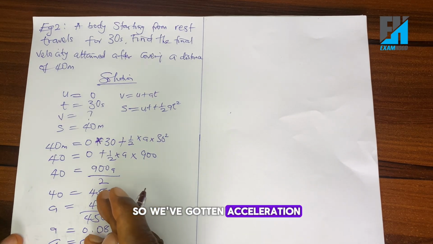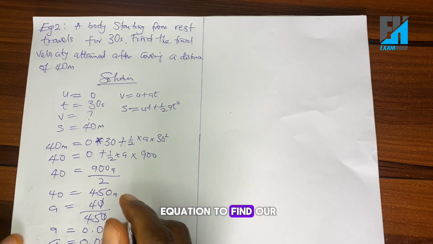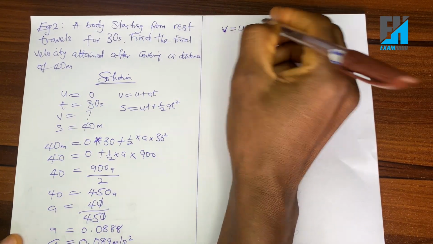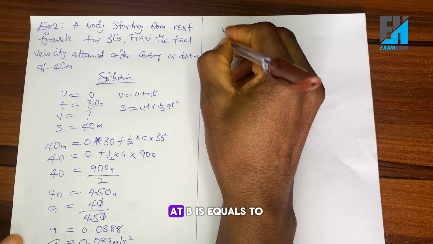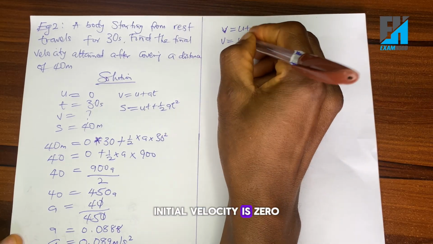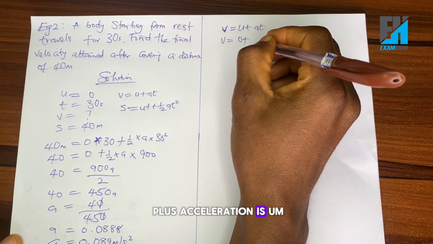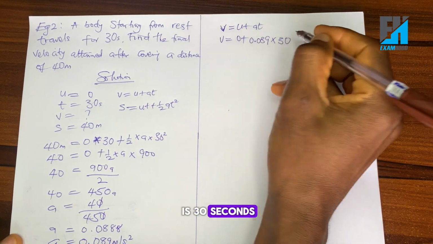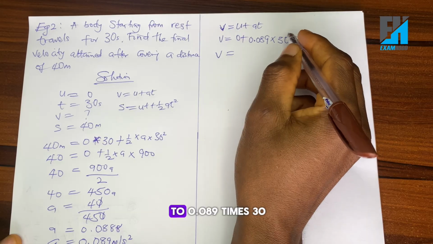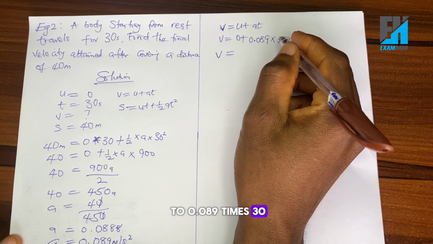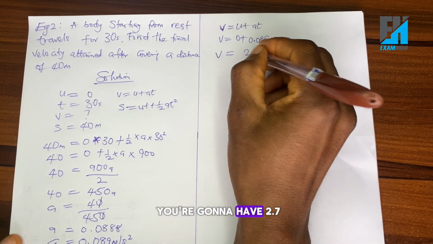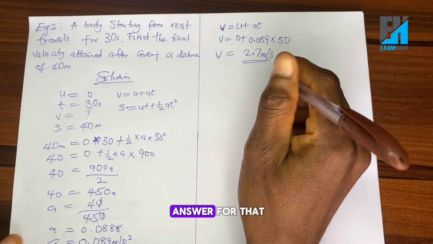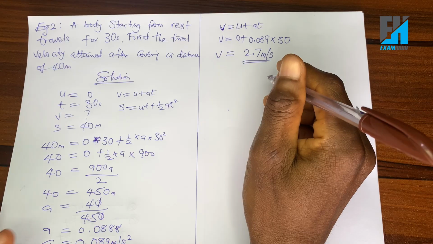So we've gotten the acceleration. Now we can use this equation to find our final velocity. v is equals to u plus at. v is equals to the initial velocity, 0, plus the acceleration, 0.089, times the time, 30 seconds. So v is equals to 0.089 times 30. You are going to have 2.7 meters per second. So this is your final answer for this problem.